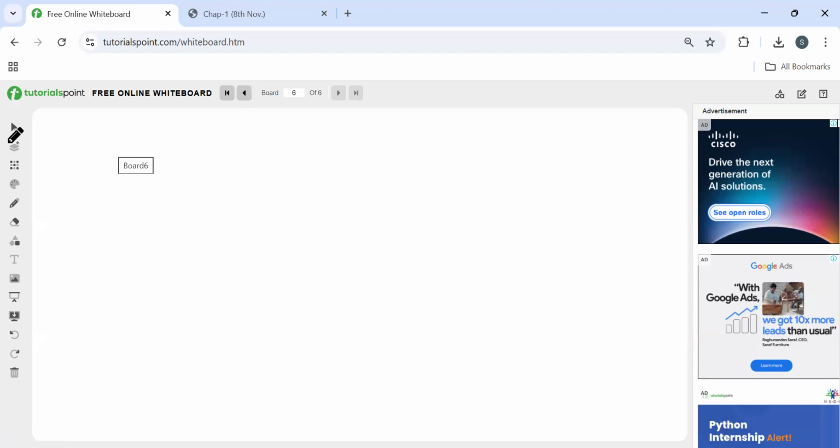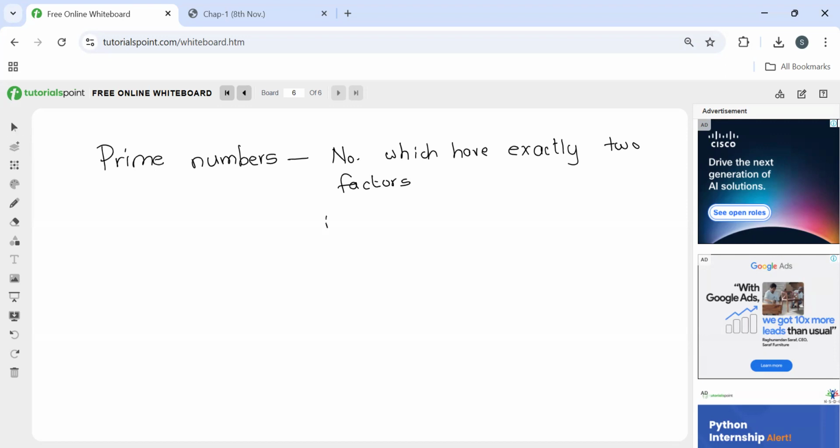First, you need to understand what prime numbers and composite numbers are. I hope you already know what prime numbers are. Prime numbers are the numbers which have exactly two factors, that is 1 and the number itself. Apart from these two factors, they will have no other numbers as factors. Such numbers are called prime numbers.